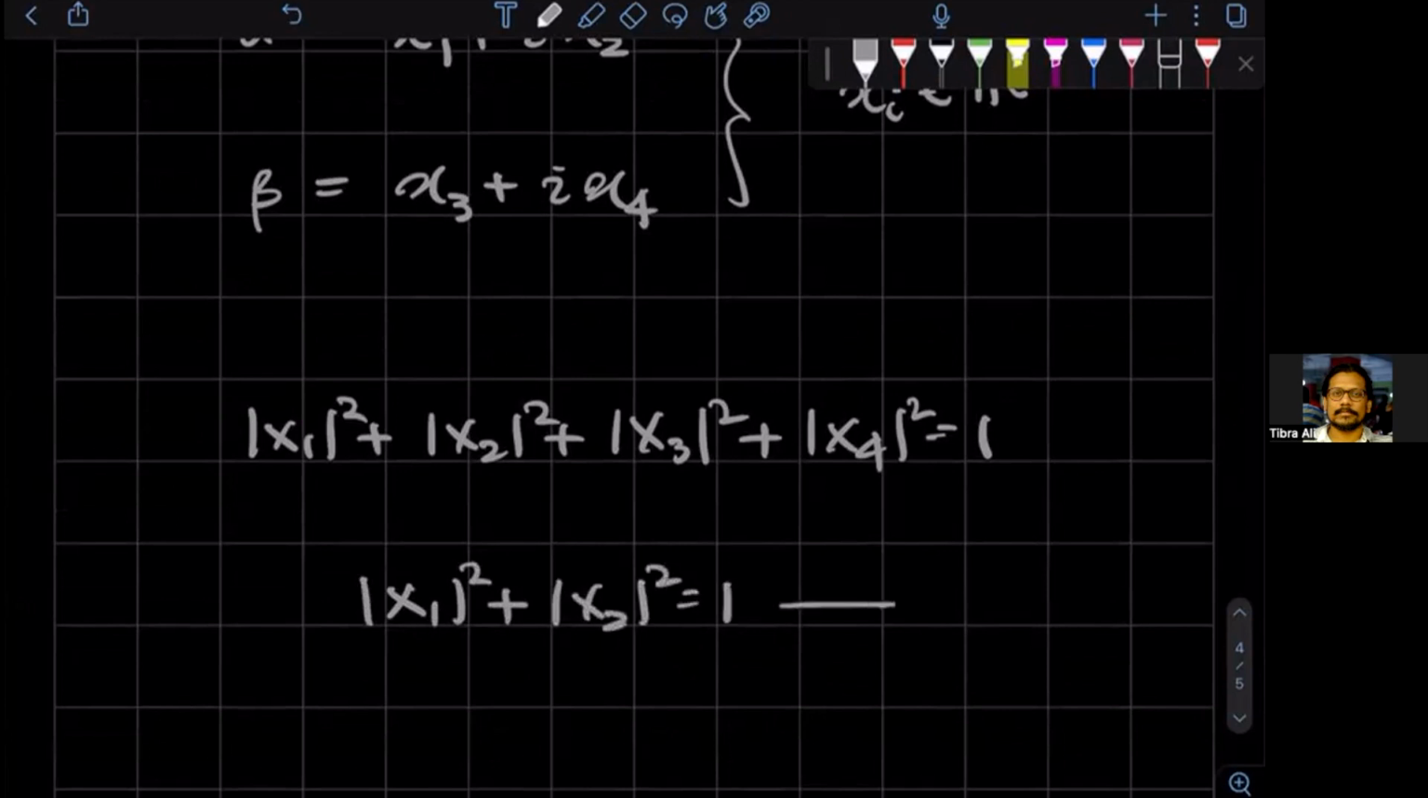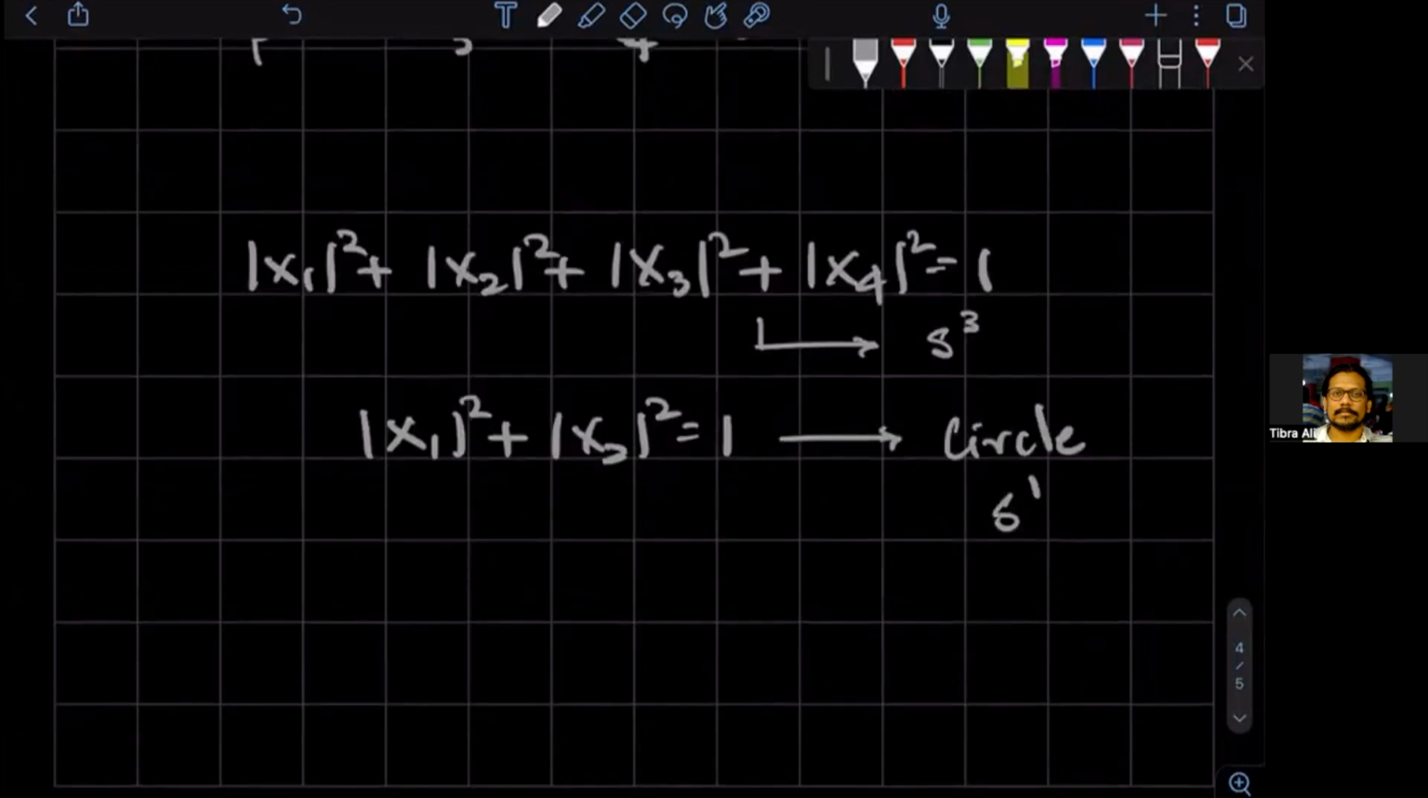So the second equation, what shape does this describe? S1. S1, okay, a circle, a one-dimensional circle, right? Also known as S1. So analogously, this equation then describes a 3-dimensional sphere, right? S3.